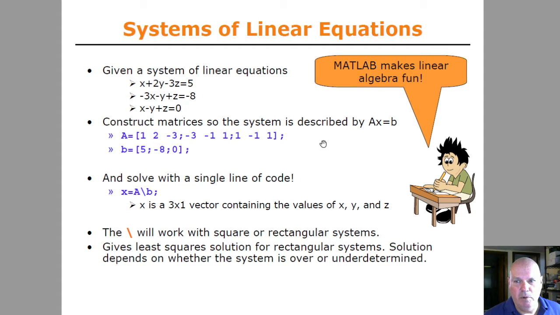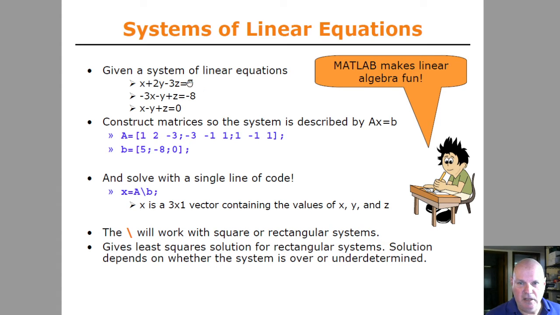The way we represent that equation in matrix form, of course, is we form a matrix A of the coefficients. So the coefficients here of the first equation would be 1, plus 2, and minus 3. That forms the first row of our coefficient matrix. And in the second equation, the coefficients are minus 3, minus 1, and 1. And then the coefficients in the last row, corresponding to the third equation, are plus 1, minus 1, and 1. So we type that directly into our A matrix.